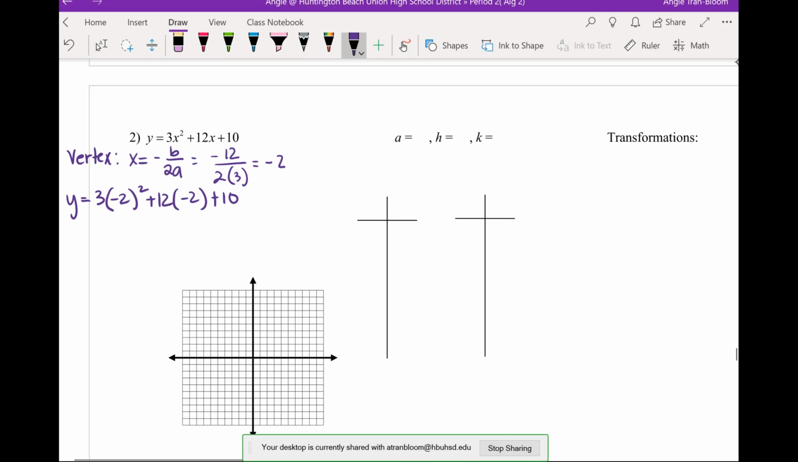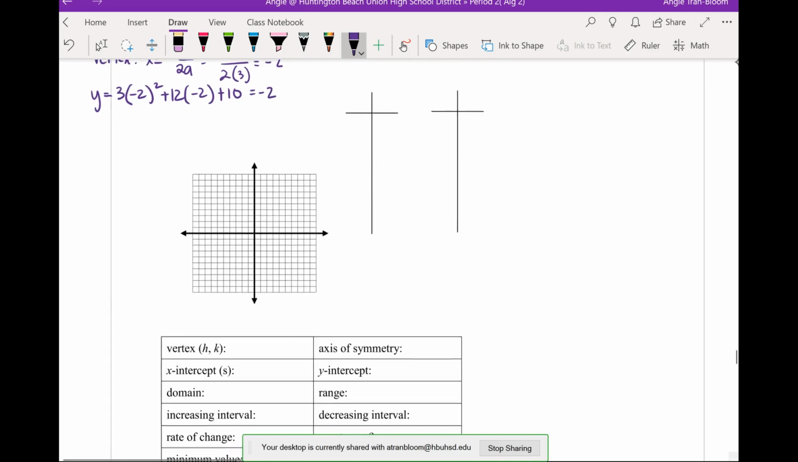Okay, y coordinate of the vertex is, Lena, what did you get? -2. Someone confirm that for me? Yeah, all right. H is then -2. K is then also, what's the A value? 3, okay. I can go and answer one of my characteristics.